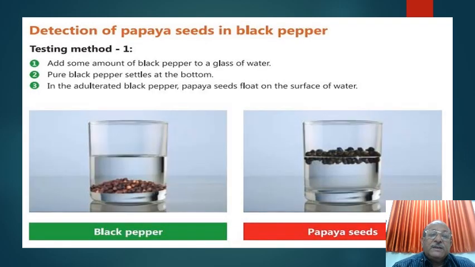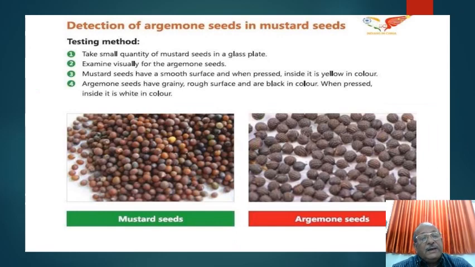Detection of papaya seeds in black pepper. Testing method 1: add some amount of black pepper to a glass of water. Pure black pepper settles down at the base. If the black pepper is adulterated, then papaya seed will float on the surface. What a simple test, right?